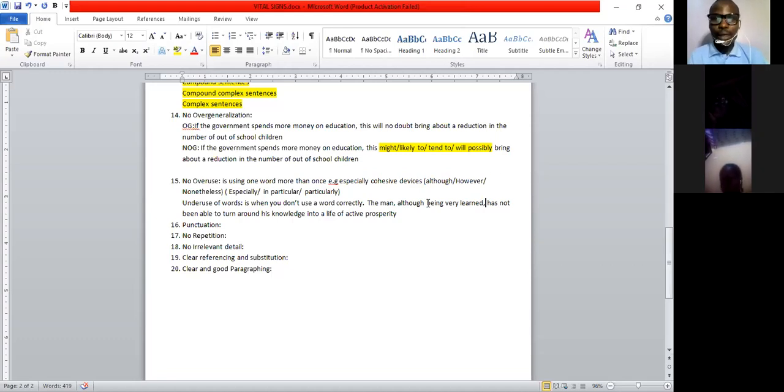Now, somebody can have, instead of this, somebody can write "especially being learned." And momentarily, the person might feel, I think I've written something good. But you find out that "especially" does not go there. So in usage, "especially" there is underused because it is not used the right way. I hope that settles your curiosity.